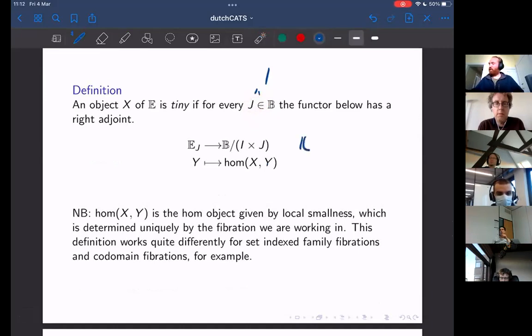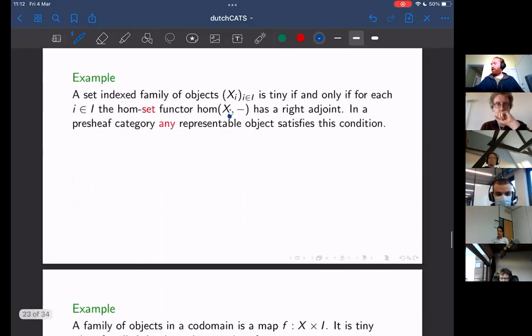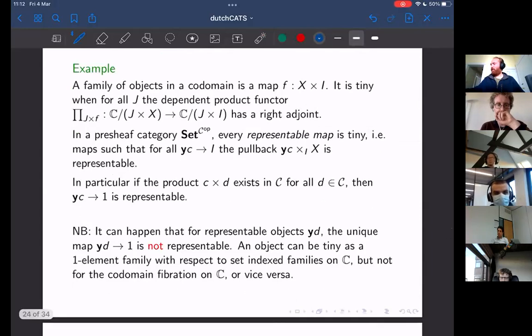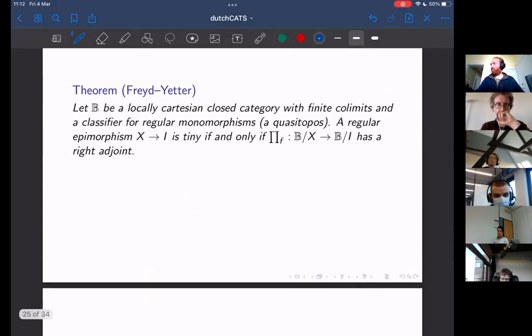I mean, in this case, it's saying we have a map from E1 to B over I, and it's just that this has a right adjoint. Okay, but yeah, I can reformulate it in a codomain fibration. You can reformulate it in terms of dependent product. So it's saying that this dependent product has a right adjoint. Okay, but this is tininess.